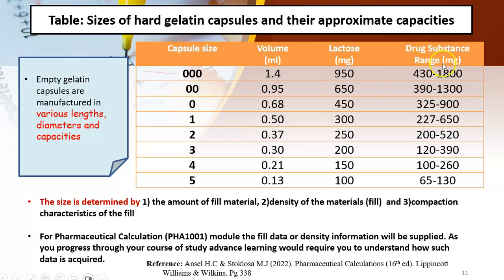Different drugs have different behavior. So if we look at a size 5 capsule shell, a powder that is in the 65 milligram up to 130 milligram range can fit in a size 5 capsule. Let's look at a 4. Powder from 100 milligram to 260 milligram can fit in a size 4. For size 3, from 120 milligram up to 390 milligram can go into a size 3. So the range again is there because drug A may have a different shape and porosity or bulkiness from powder B, and each powder has its own characteristics.